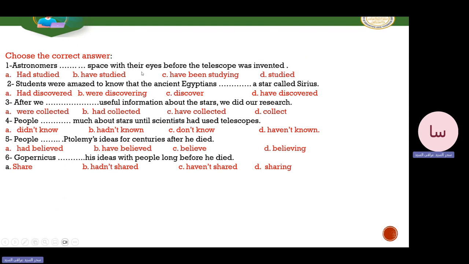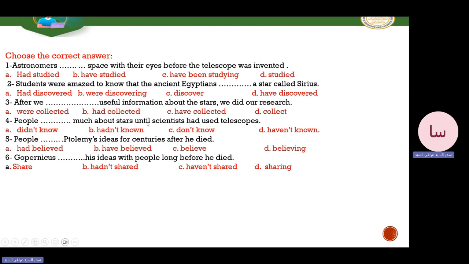Astronomers studied space with their eyes before the telescope was invented. Had studied, have been studying, or studied. Students were amazed to know that the ancient Egyptians had discovered a star called Sirius. Had discovered, discovering, discovered. After we collected useful information about the stars, we did our research. We collected, had collected, have collected, or collect.